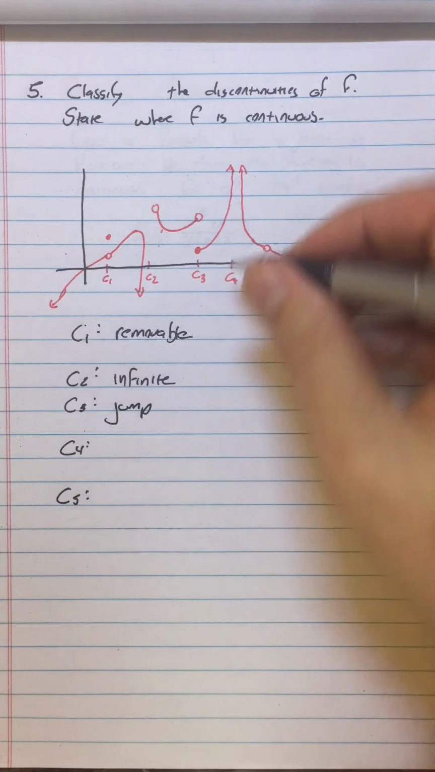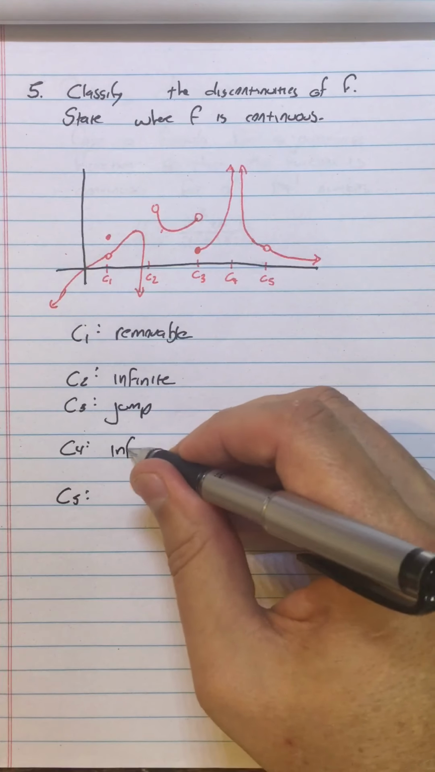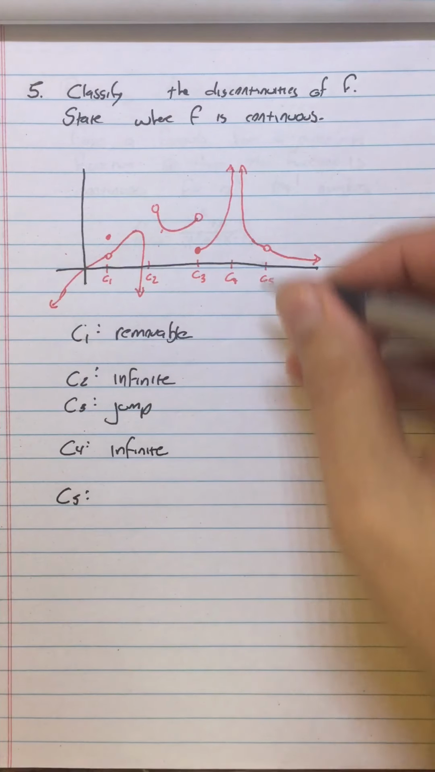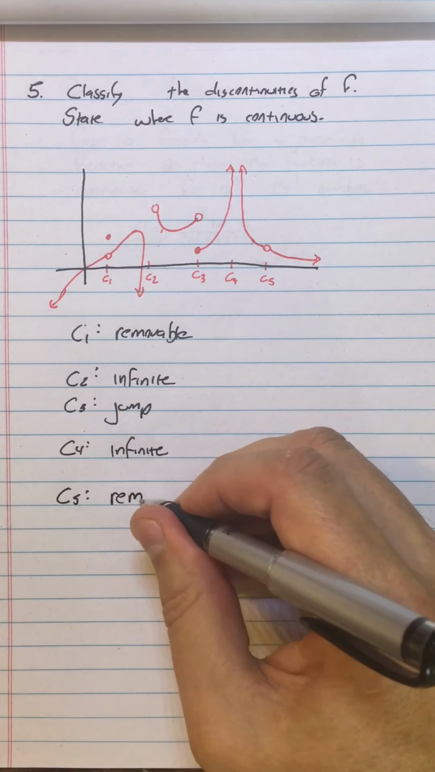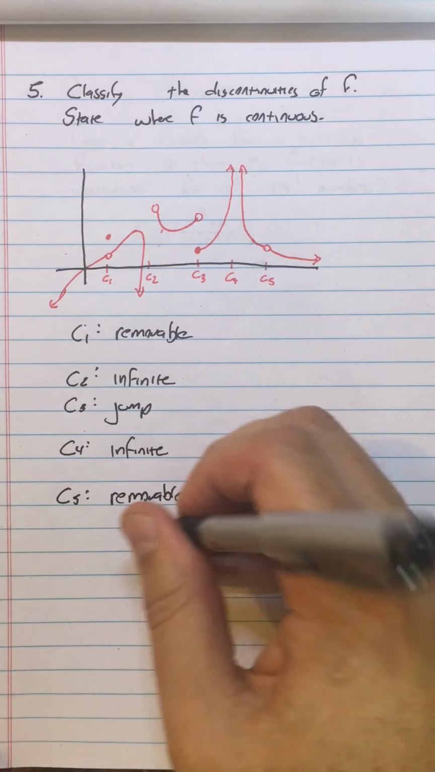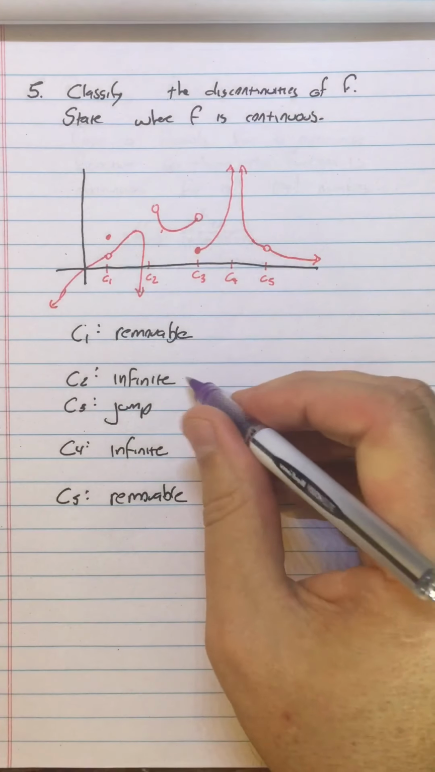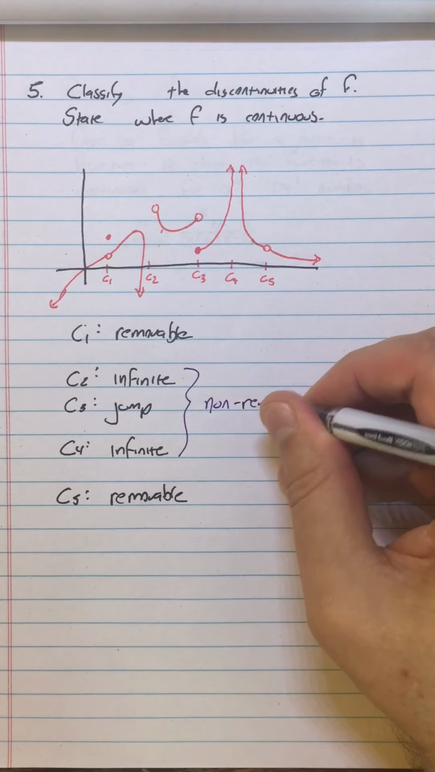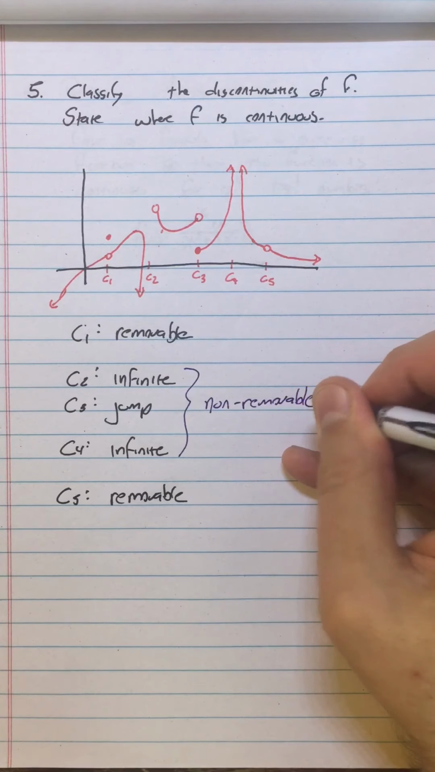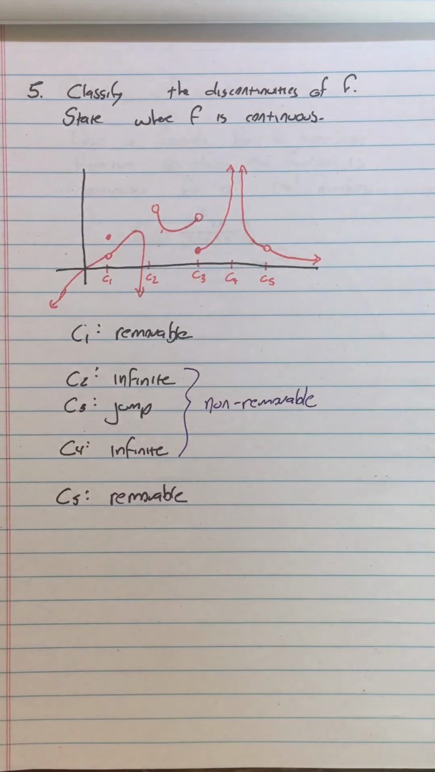C4 is an infinite discontinuity because the function is going up to infinity. And C5 is, since the limit exists and is a real number, a removable discontinuity. So we can additionally say about C2, C3, and C4 that they are all non-removable, but they have these specific types, infinite and jump, the subspecies, if you will.